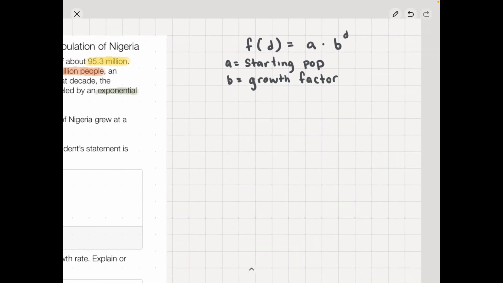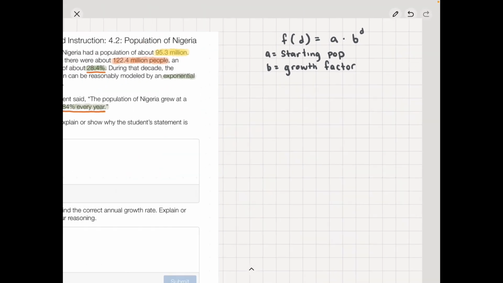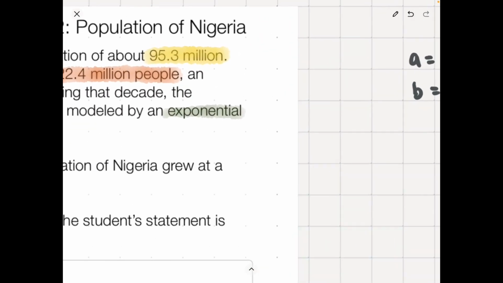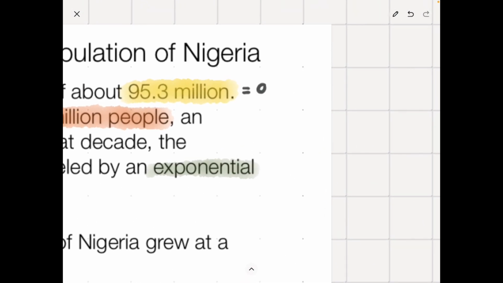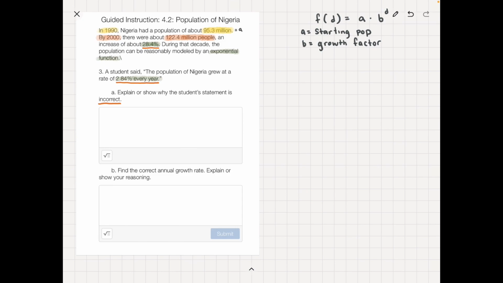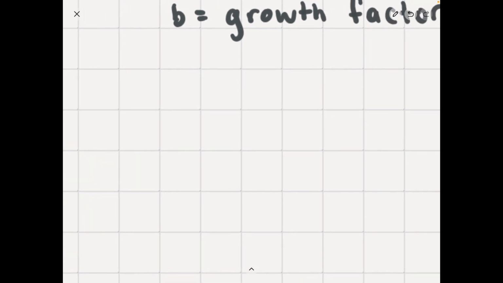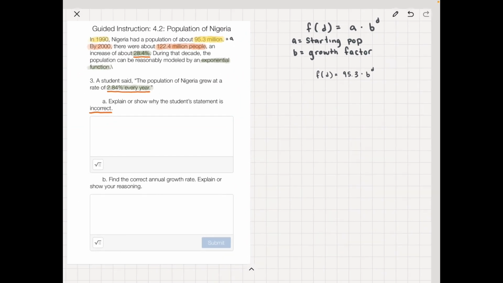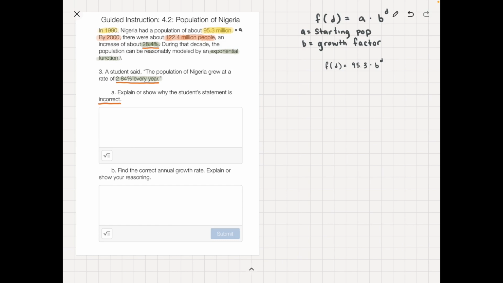Okay, so let's go ahead and try and write a function here. So what do we know? We already know they gave us A right here. If I look at this problem, they said the starting population was 95.3 million people. So this is really nice. I can go ahead and fill that into my function. F of d is equal to 95.3 million times whatever the growth factor is raised to the decade. So now in order to finish writing an exponential function for this, I need to figure out what B is.